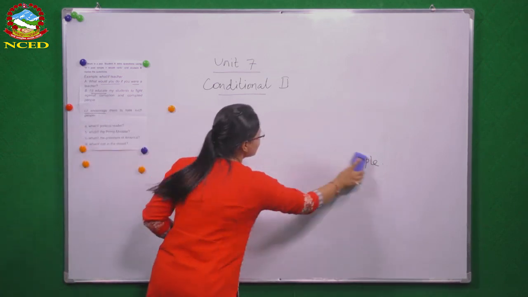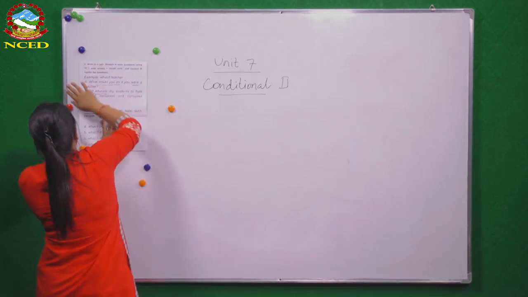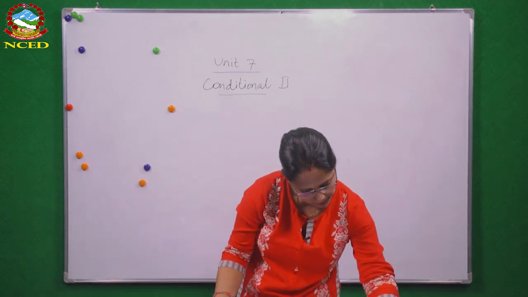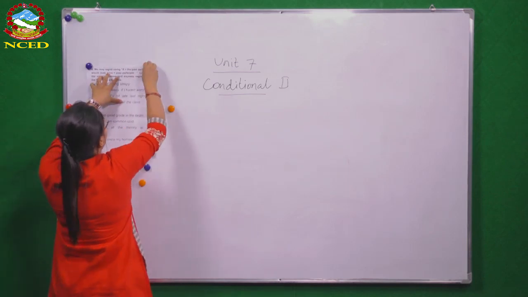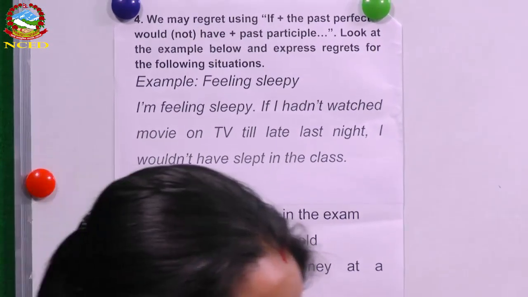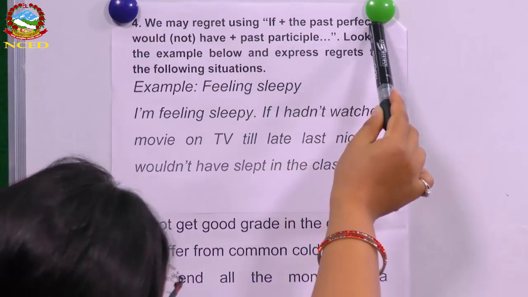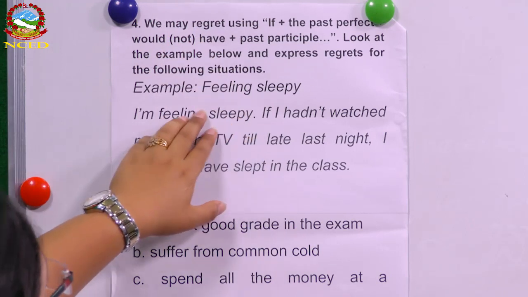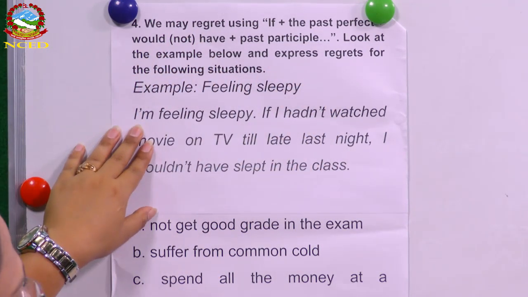There is another exercise as well there. So at last we will have a look at that as well. Okay, number 4. We may regret using if plus the past perfect and would not have past participle. That means conditional type 3, right? So look at the example below and express regrets for the following situations.